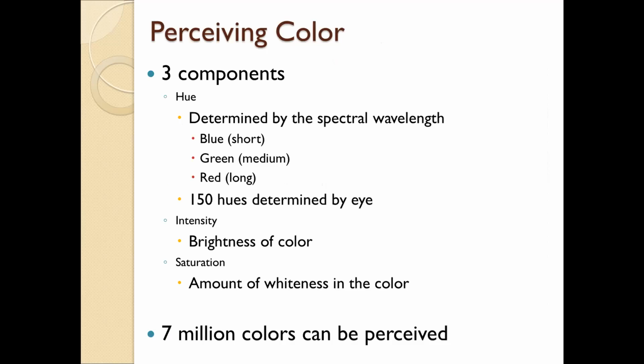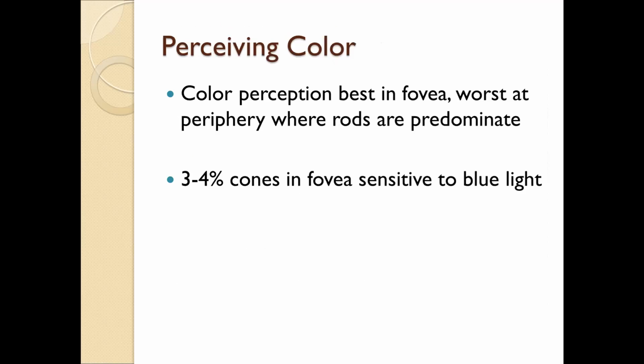In perceiving color, there are three components: hue, intensity, and saturation. Hue is determined by the spectral wavelength: blue is short, green is medium, and red is long. Intensity is the brightness of the color, and saturation is the amount of whiteness in the color. Color perception is best in the fovea and worst at the periphery, where rods predominate. Three to four percent of cones in the fovea are sensitive to blue light.